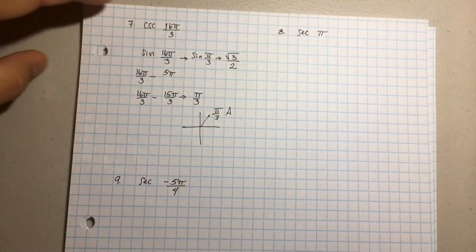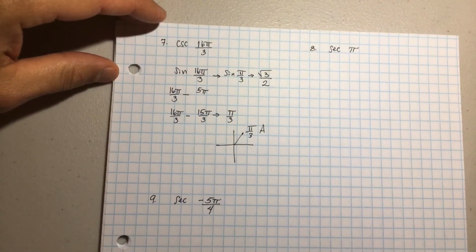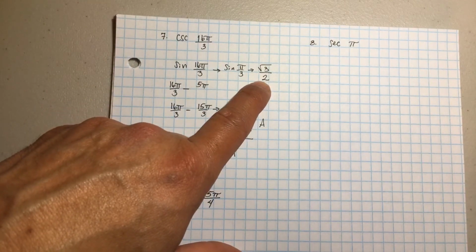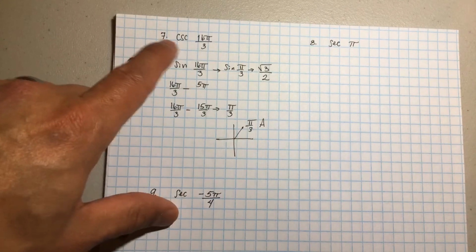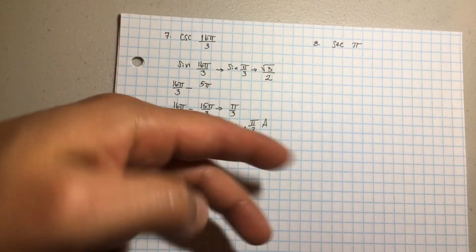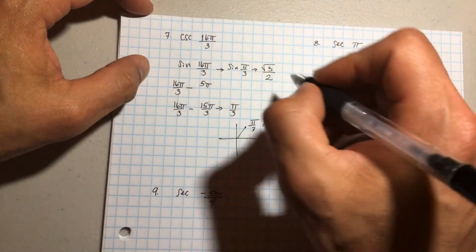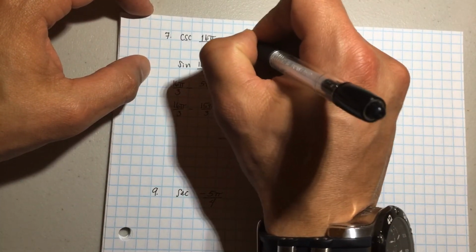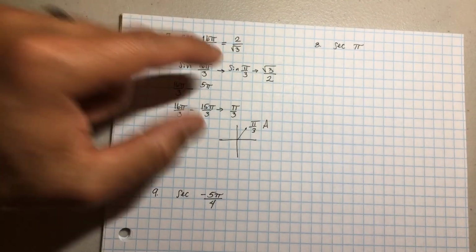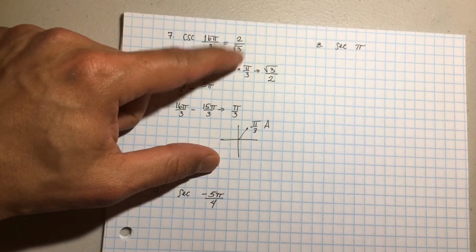What about cosecant? Oh, actually, we did forget something, didn't we? Now that I got sine of square root of 3 over 2, what do I have to do? Because they're not asking for sine, they're asking for cosecant. So what do you have to do? You have to flip it. You have to do the reciprocal. So the answer to this one is actually 2 over the square root of 3. But your professor's not going to allow you to leave it like that. You're going to have to rationalize it.